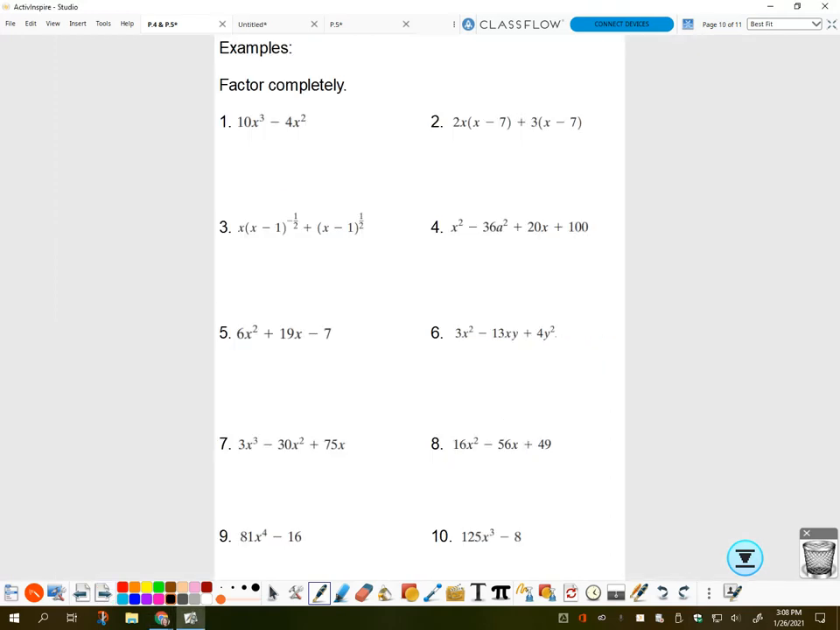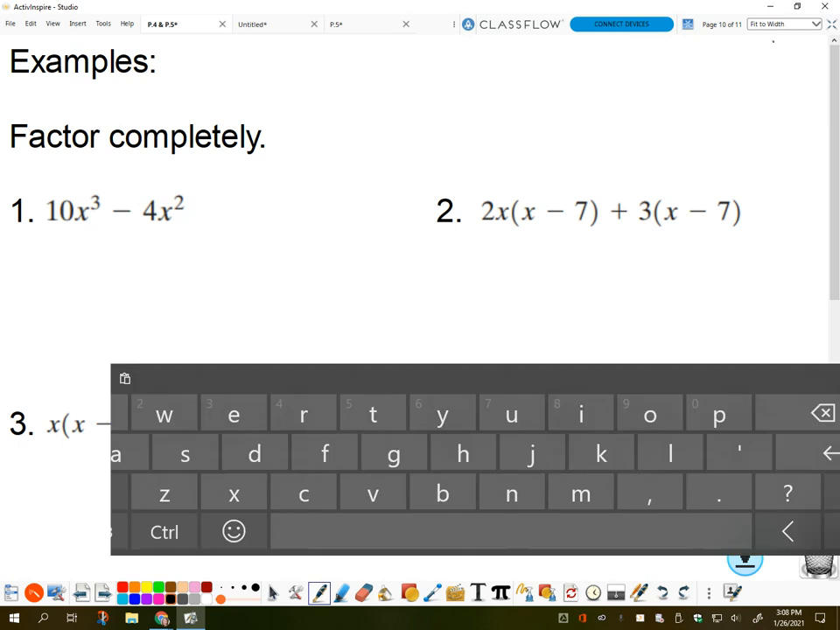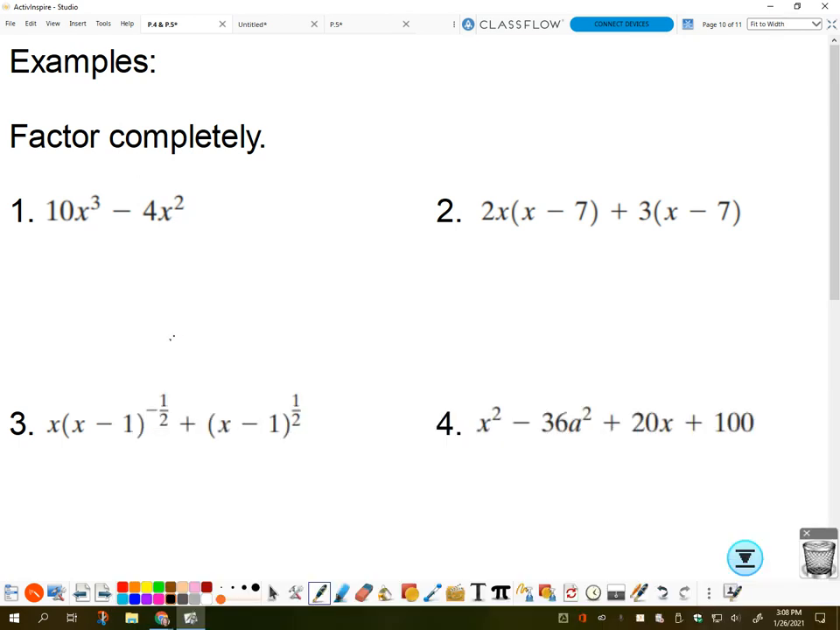All right, so for these problems, we are going to have to make a decision. What is it that I want to do? Sorry, I don't know why it popped up.